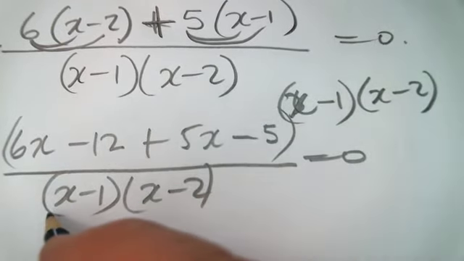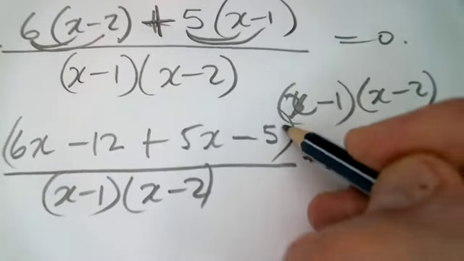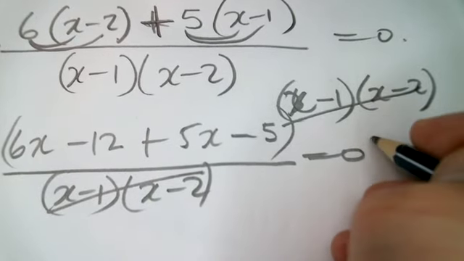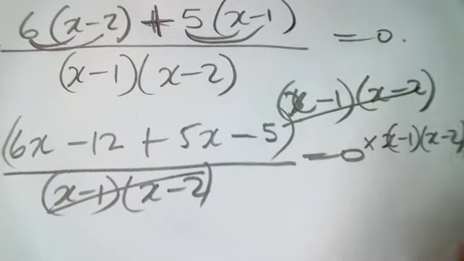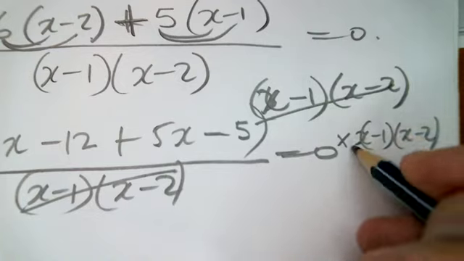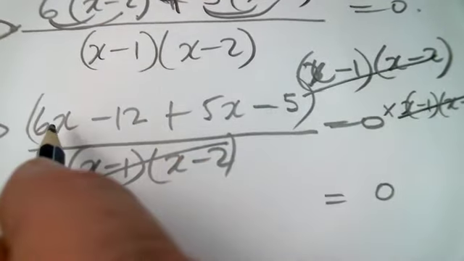So x minus 1, x minus 2, divided by x minus 1, x minus 2, means that all of that disappears. And I'm going to do the same on the other side. I'm going to multiply all of this by x minus 1, x minus 2. Of course, 0 times x minus 1, x minus 2 is still 0. So I'm left with 0, and now I've got this equation here.